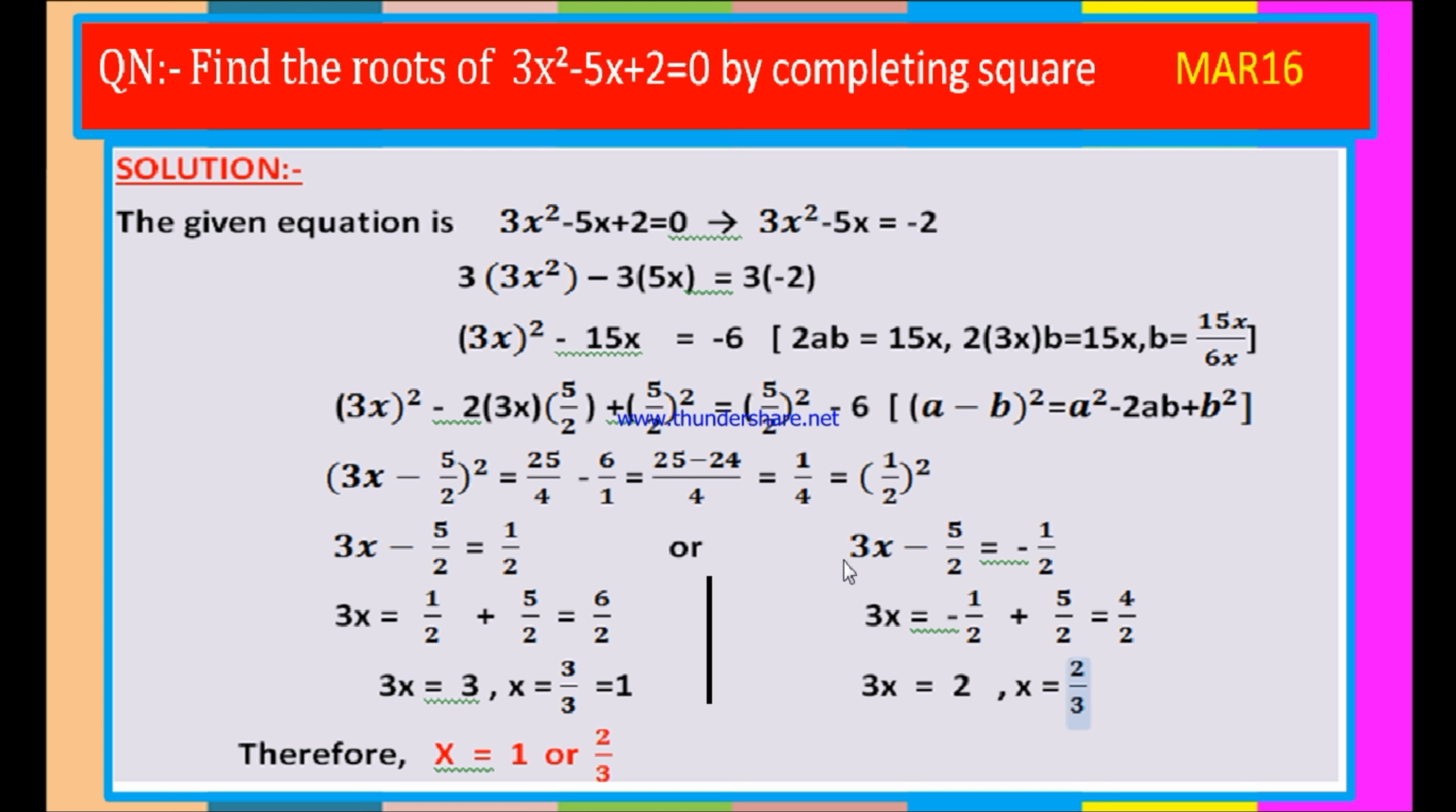And in the second case, if 3x − 5/2 is equal to −1/2, then 3x is equal to −1/2, and this −5/2 on the other side becomes +5/2. 5/2 − 1/2 is 4/2, and 2 in 4 is 2 times. That is, 3x is equal to 2 and x is equal to 2/3. Therefore, there are two x values. One x value is x = 1 and the second value is 2/3. x is equal to 1 or 2/3.